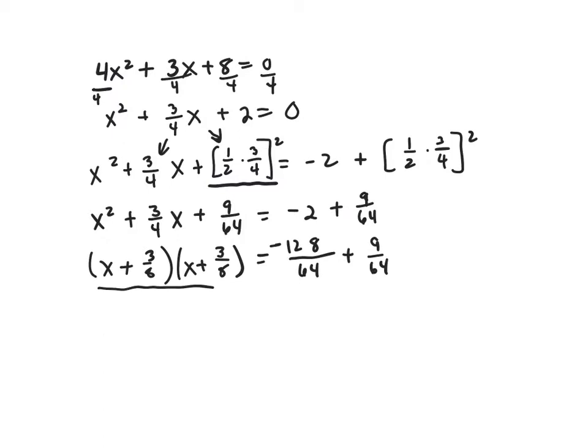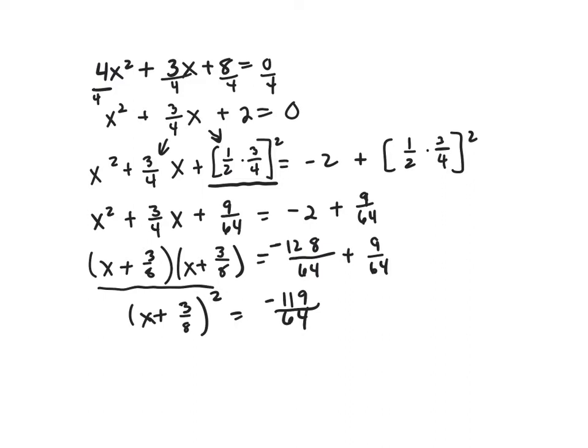And let's rewrite that as x plus 3/8 quantity squared, because there's 2 of them, equals -119 over 64. And I think I've gotten you through your question.